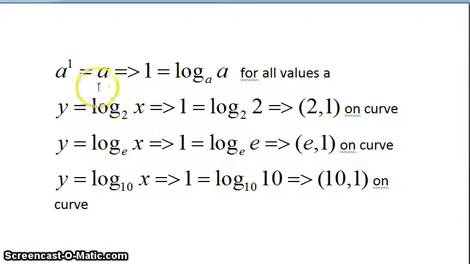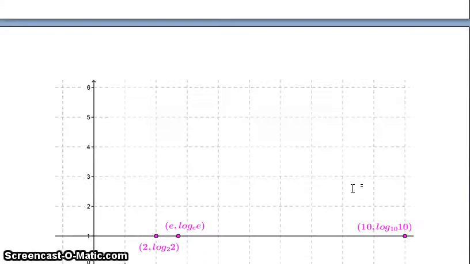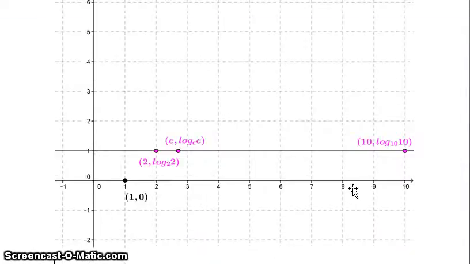A to the power of 1 is a. That means that 1 is log a to the base a. That means that for log x to the base 2, 1 is on the curve. For log x to the base e, 1 is on the curve. And for log x to the base 10, 1 is on the curve. So these are our 3 points for the 3 different log functions.